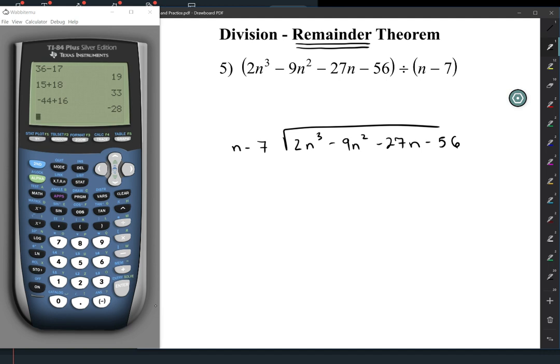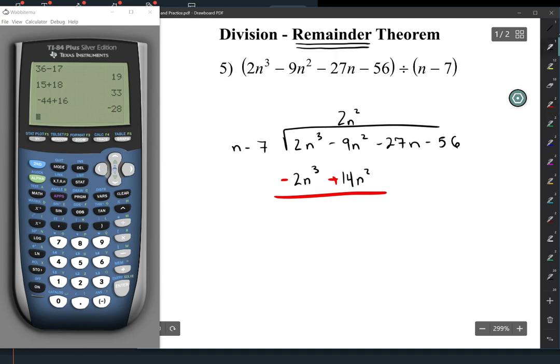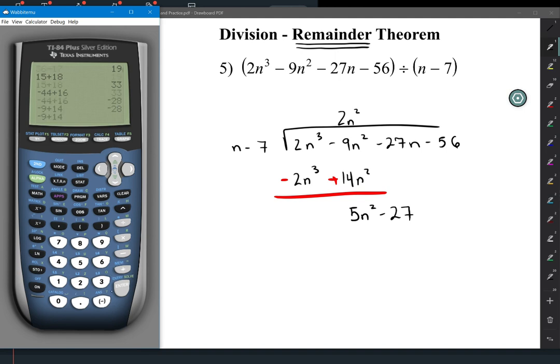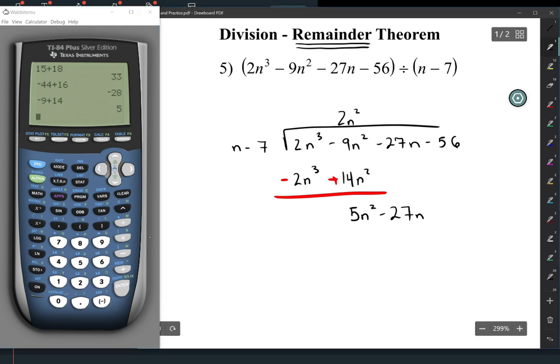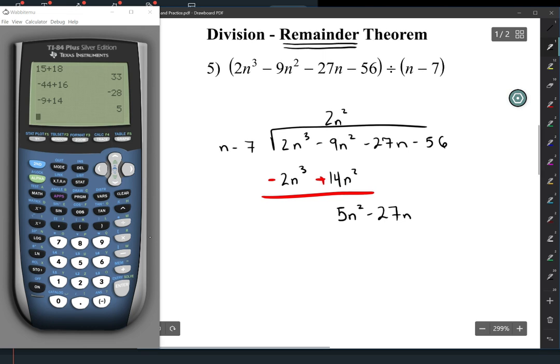Alrighty, so from n to 2n to the third, I need a 2n squared. 2n squared is going to make it 2n to the third. And then minus 14n squared. Going to change my signs. Boom, boom. 14 minus 9 is 5. 5n squared minus 27n. And there's an n. Yes, I typed that in. I was having a moment there.